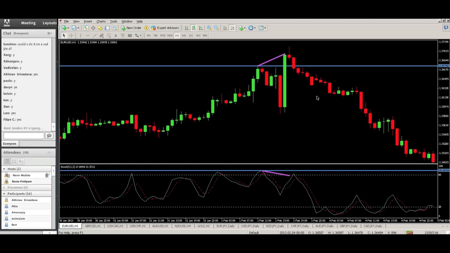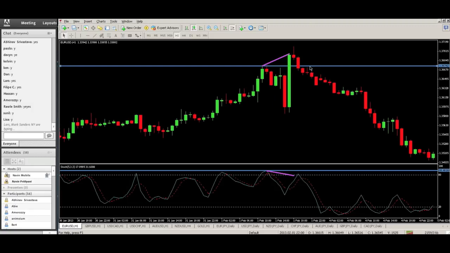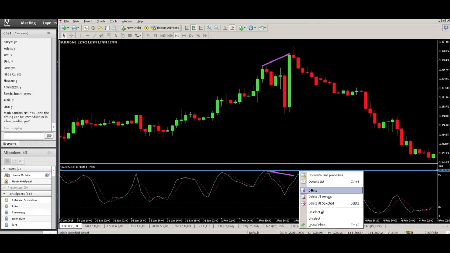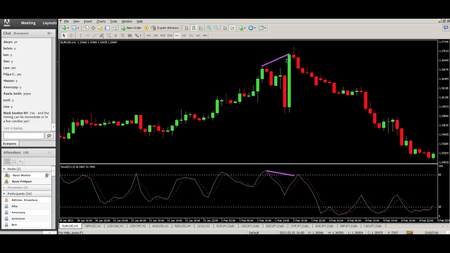Okay, now let's put this into action. I'm going to remove this line since we already know there's a divergence now, or opposite, and we see clearly at this point we have this information. The timing is actually immediate, but Mark, I will explain that situation to you.